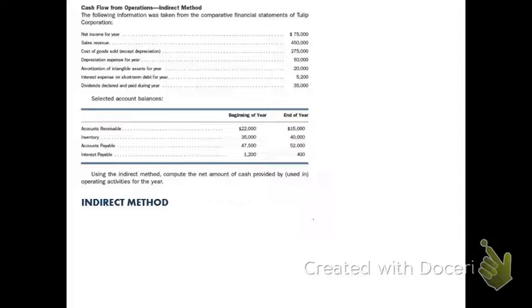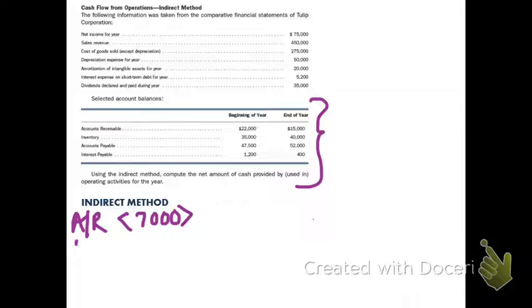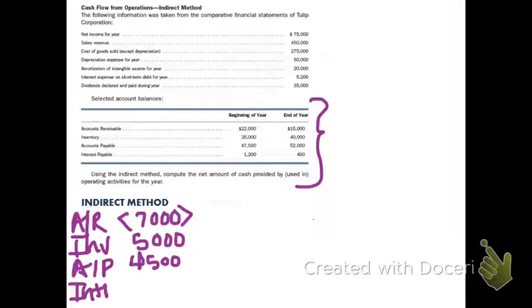Note that we're given information related to the operating assets and liabilities of the company in the problem data. Let's start by calculating what the differences are. In accounts receivable, we can see that there was a decrease of $7,000. In inventory, we can see that there was an increase of $5,000. In accounts payable, we can see that there was an increase of $4,500. And finally, in interest payable, we can see that there was a decrease of $800.